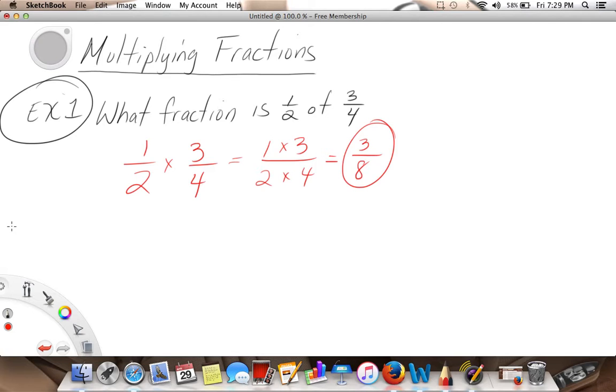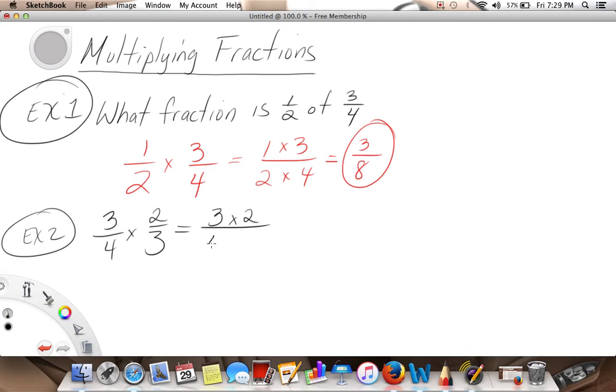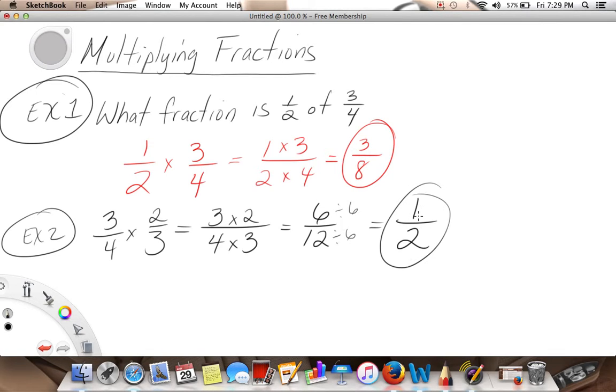All right. Example 2. Multiply 3/4 times 2/3. Well, once again, if we stick to that principle of multiplying the numerator times the numerator, then we have 3 times 2 over 4 times 3, which gives us 6 over 12. Now, remember, we must make sure that we simplify this. So I can divide both of these by 6, the numerator and the denominator, and that will give me 1/2. So that would be my final answer there.